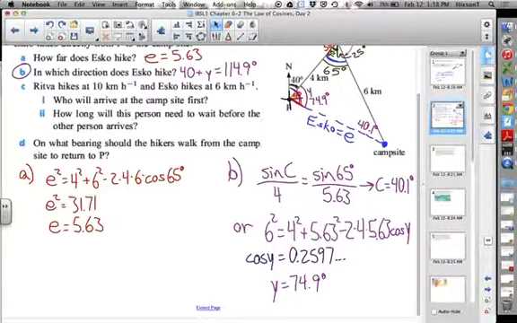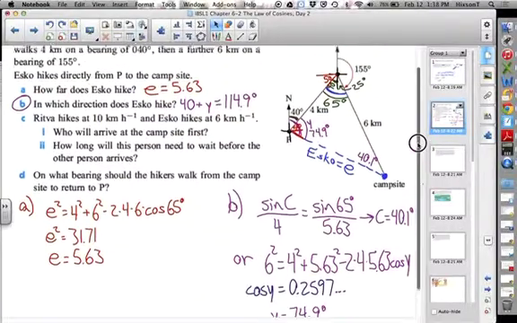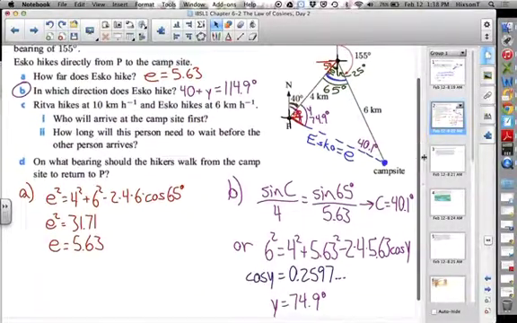All right. Is anyone having trouble getting to this point? This is just the first two parts. Okay. All right. Now the other two, we have to figure out times. Given a speed, all right.